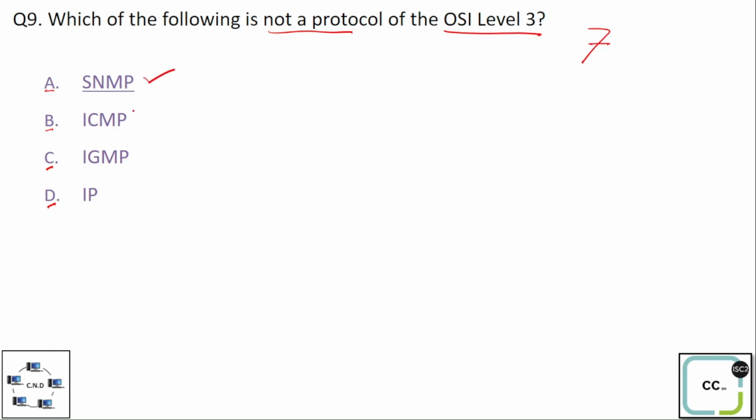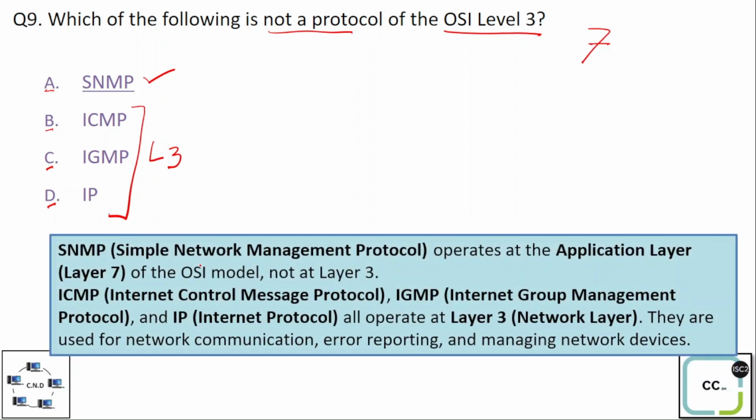SNMP, Simple Network Management Protocol, while the rest, ICMP, IGMP, and IP, are all layer 3 protocols. So SNMP operates at the application layer, that is layer 7 of the OSI model, not at layer 3. ICMP, that is Internet Control Message Protocol, IGMP, that is Internet Group Management Protocol, and IP, that is Internet Protocol, all operate at layer 3, also known as the network layer. They are used for network communication, error reporting, and managing network devices.